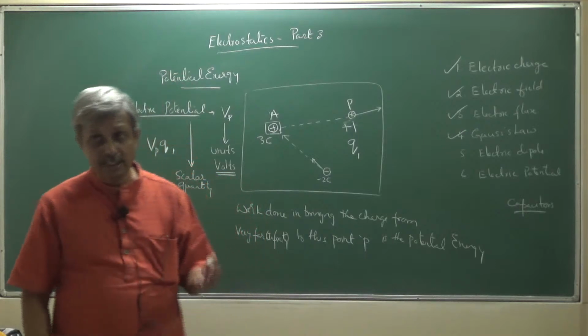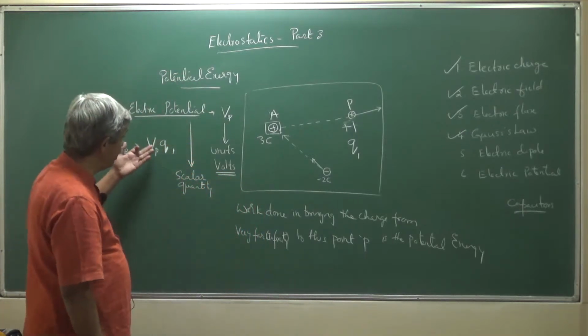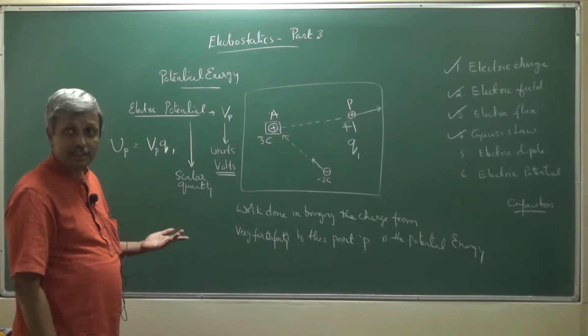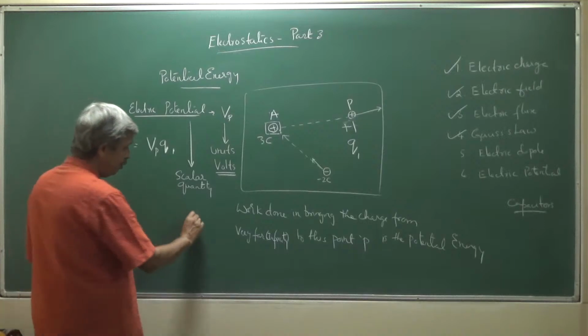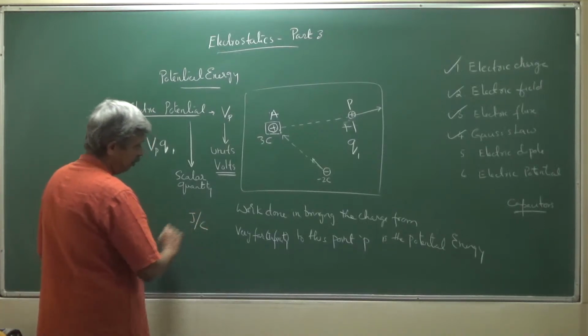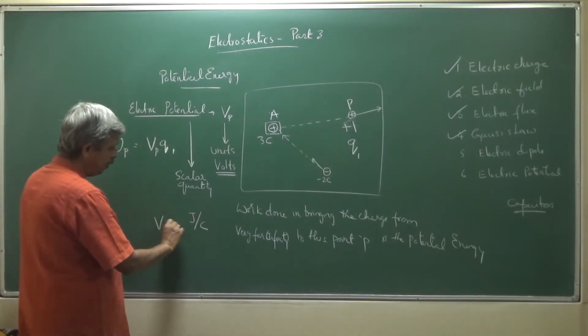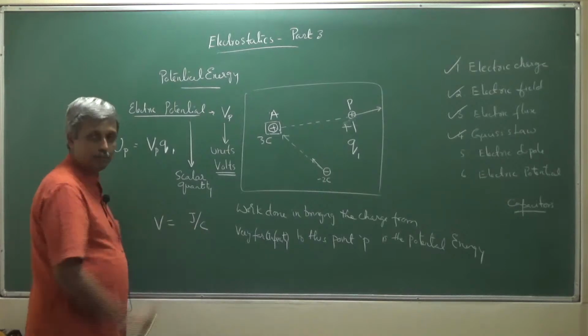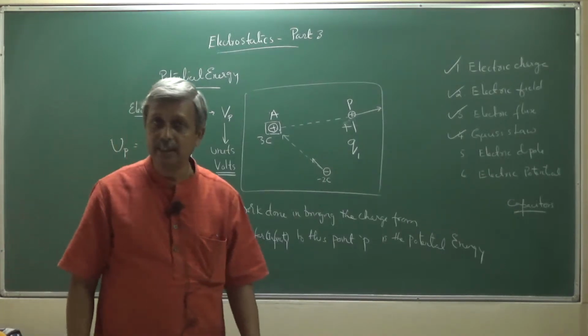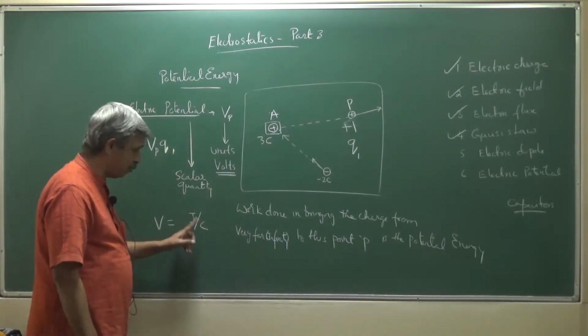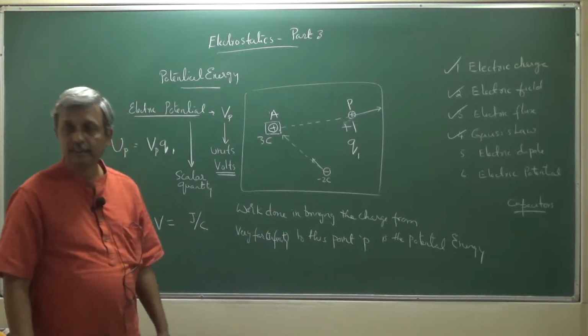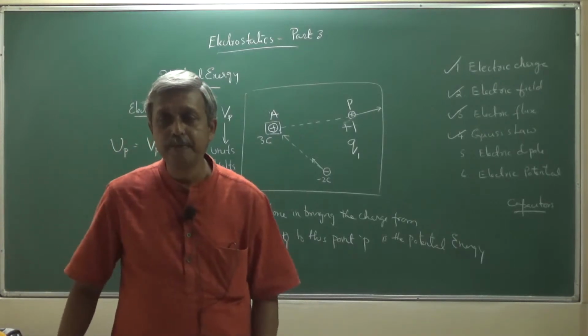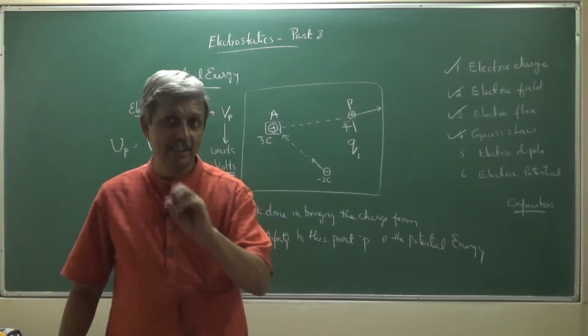But you know that it's ultimately nothing but potential energy per unit charge. Potential energy is in joules, so a volt is nothing but joules per coulomb: potential energy per unit charge. This is the way to basically understand the potential.